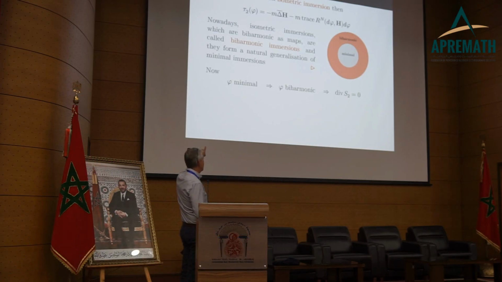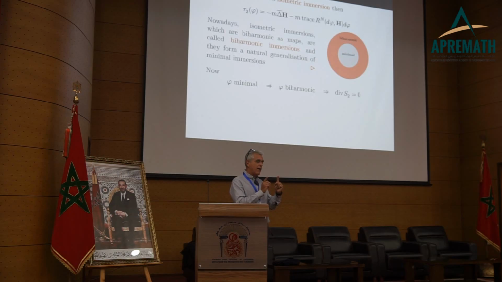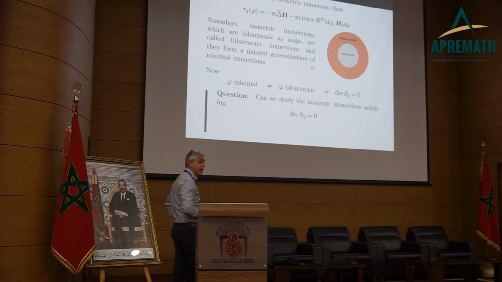So, if your isometric immersion is harmonic, then it's biharmonic automatically. And then, when it's biharmonic, what we know is that the divergence of the bienergy stress-energy tensor, which is called S2, is 0. And remember, when I told you about the energy, I asked the question, can we study isometric immersions with divergence of S0 zero? And the problem there was meaningless, because all isometric immersions have divergence of S0 zero. But now you can consider a new class of isometric immersions, the class of isometric immersions such that the divergence of S2 is 0.